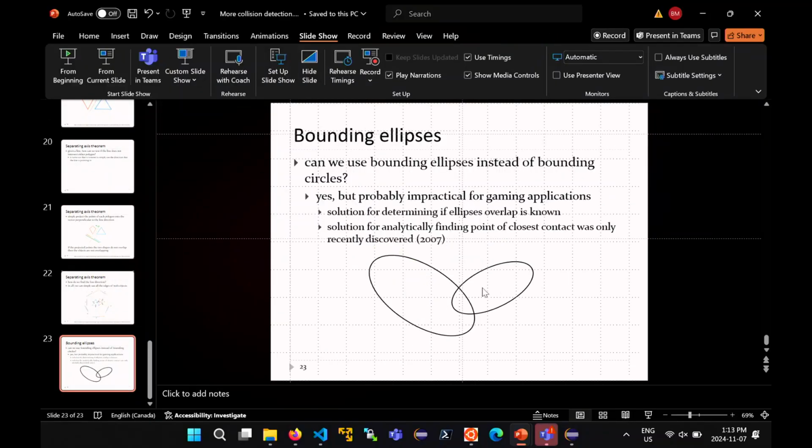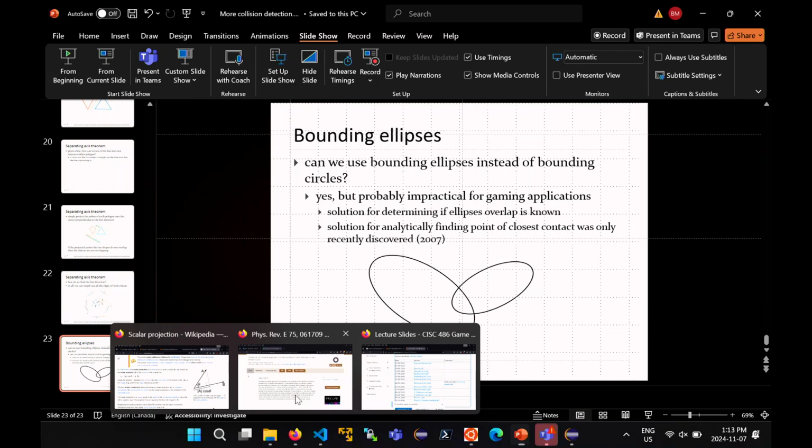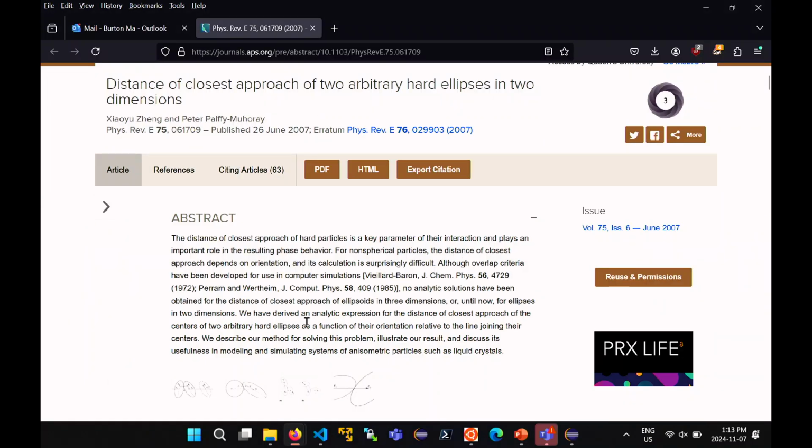And so the paper that does that is here. Right? So it's the distance of closest approach of two arbitrary hard ellipses in 2 dimensions. Right? Did this come out of the game literature? No. It came out of physics. Right? It came out of crystallography. And so this is written by a mathematician and a physicist. Right? And so it turns out there's lots of problems that show up everywhere. This is one of them that happens to show up in a lot of places.